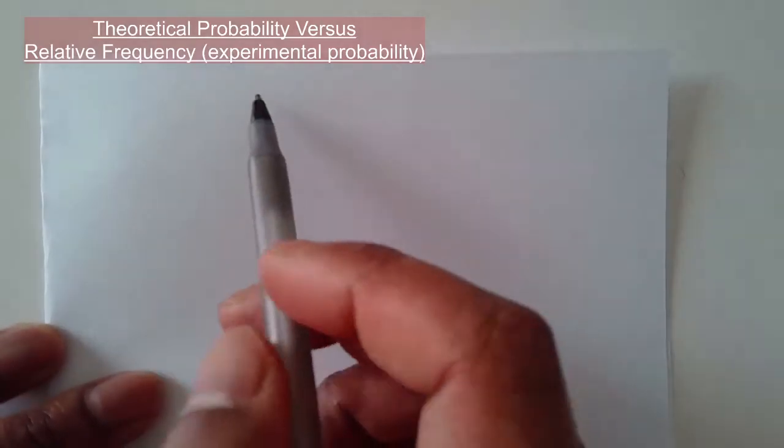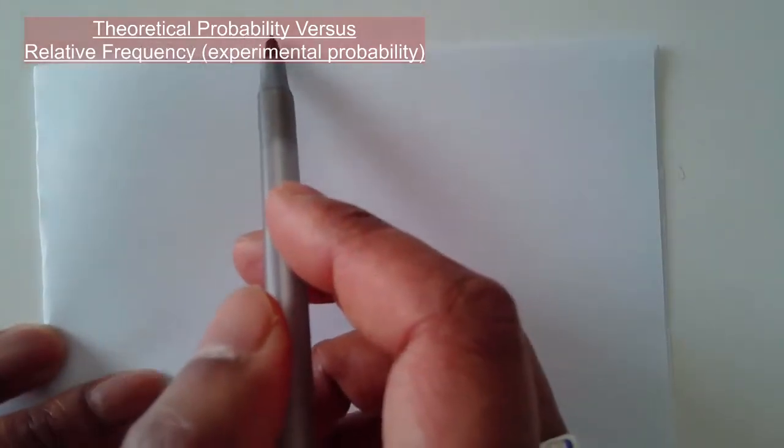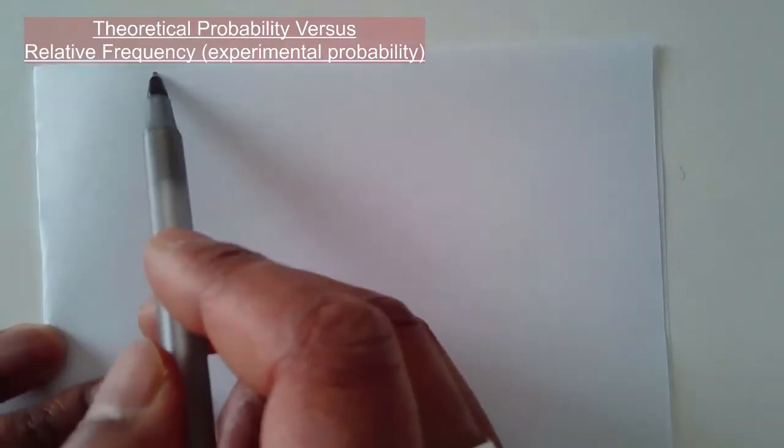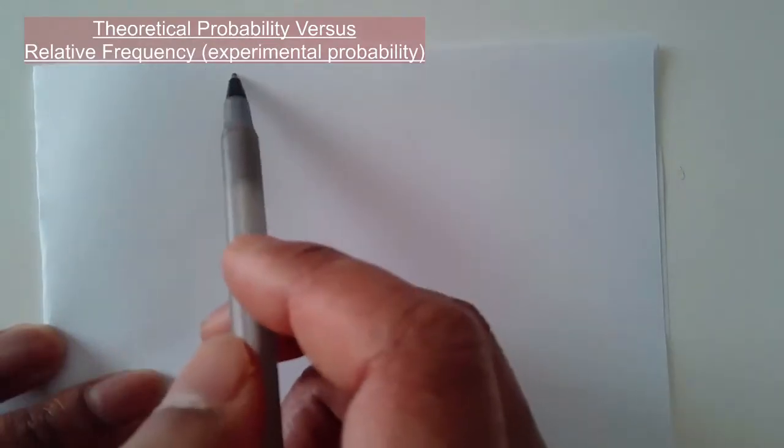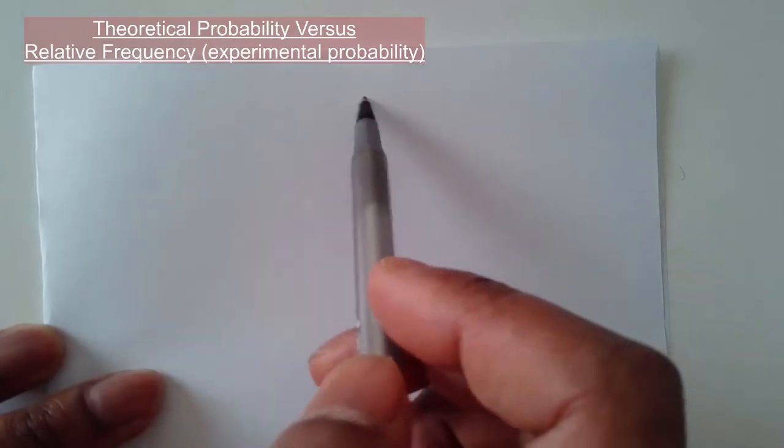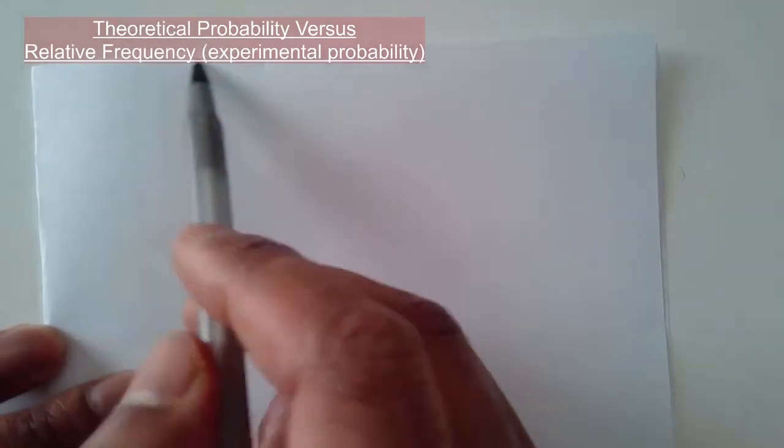I'm going to talk about theoretical probability and relative frequency, otherwise known as experimental probability. Relative frequency and experimental probability are the same thing. Let's start talking about theoretical probability.